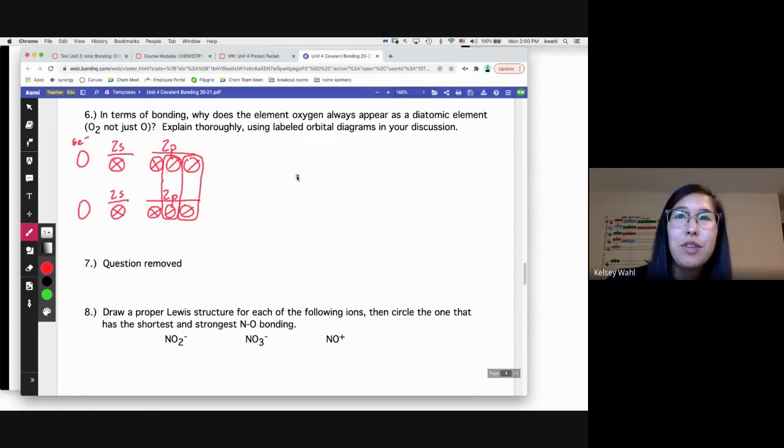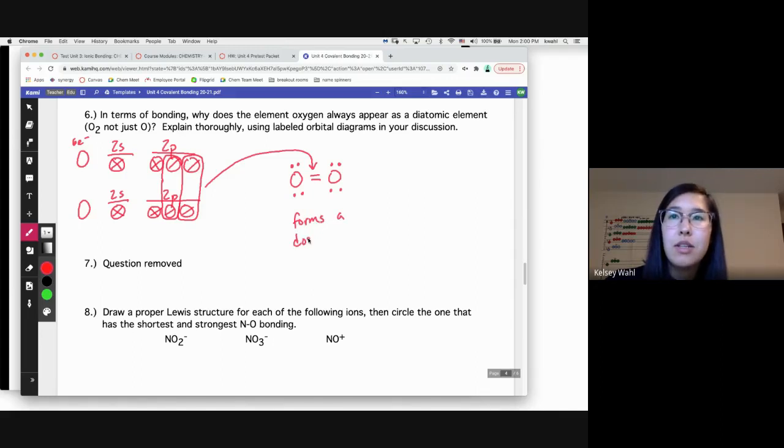And if you drew the Lewis structure for oxygen, which you have in your homework, you will see that it indeed has a double bond. So now you can see why it has a double bond. And you can see why oxygen would want to be paired with another oxygen. So this forms a double bond.